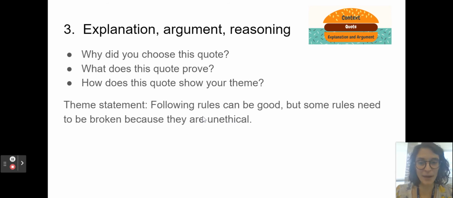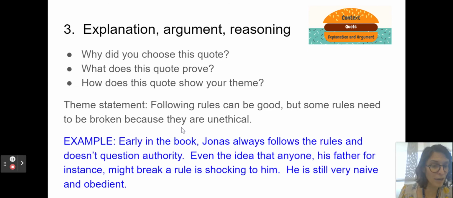So, for example, let's say my theme statement is following rules can be good, but some rules need to be broken because they are unethical. And I'm going to use that quote I used earlier where Jonas says, oh my goodness, my dad broke the rules. That shows that he has not yet learned the theme. But early in the book, Jonas always follows the rules and doesn't question authority. Even the idea that anyone, his father, for instance, might break a rule is shocking to him. He is still very naive and obedient. So I'm explaining how he has not yet learned the lesson. I could probably make that clear. Every time I do this slide, I think maybe I need a better quote.